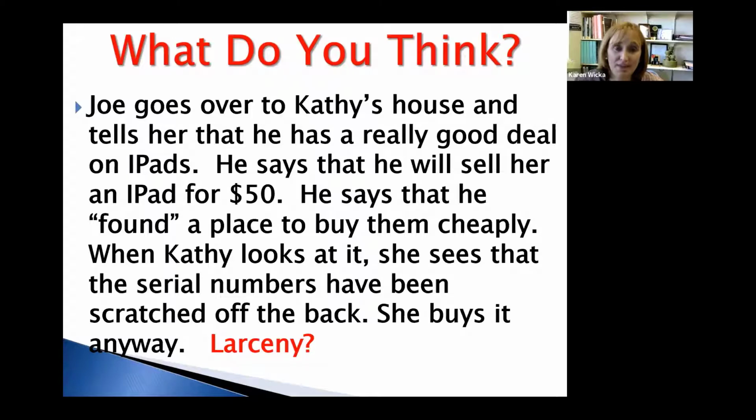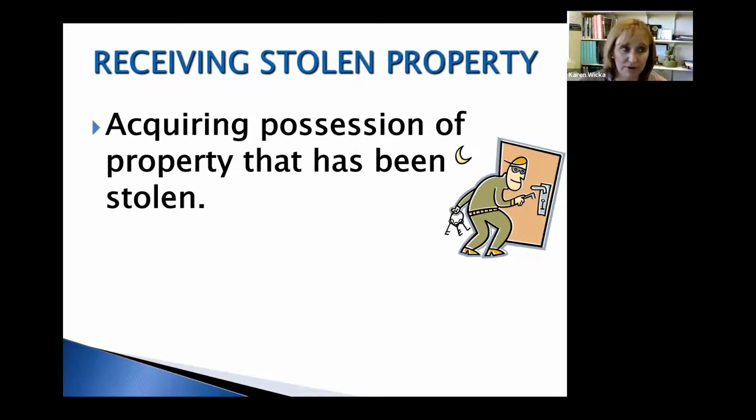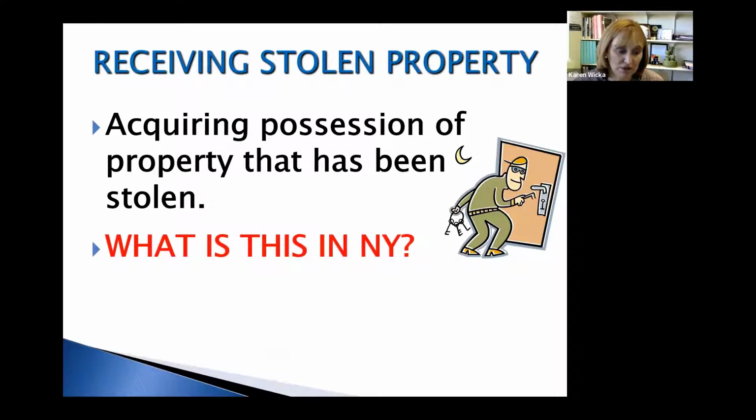And if you know that the person giving it to you does not have lawful possession of it, you can actually be charged with receiving stolen property. So this is acquiring possession of property that has been stolen. Now, in general, this is a super hard crime to prove because you have to show that the person that possesses it knew it was stolen property, and that's often very hard to prove. So in my example, I tried to show that by showing that it was super cheap. You can't buy an iPad for $50. And also the fact that the serial numbers were scratched off. So you would have some evidence of this, but this would normally be a super hard crime to charge.